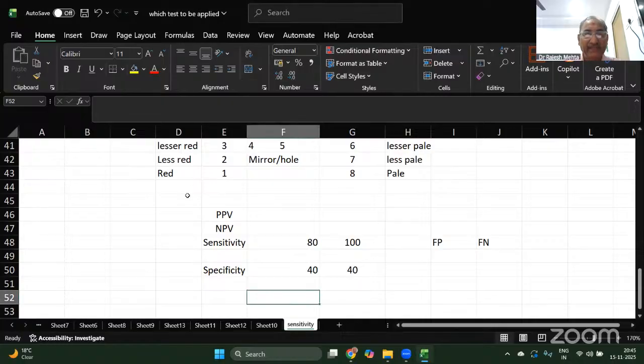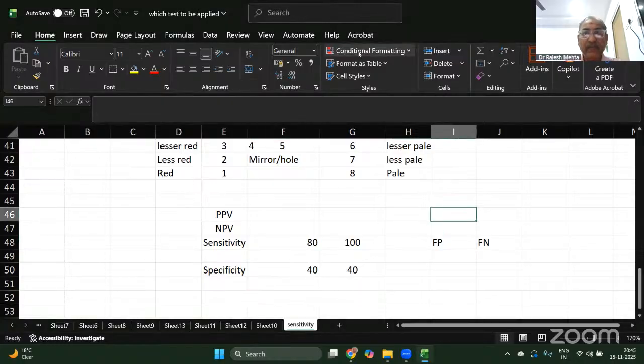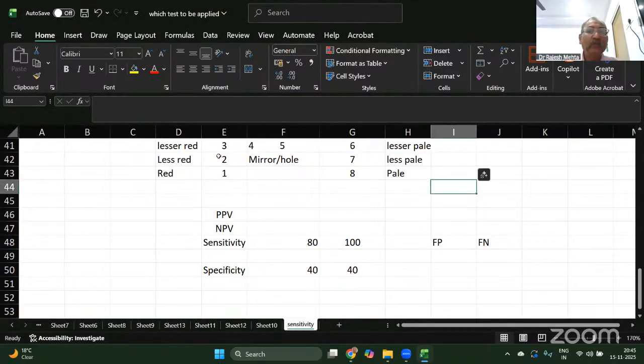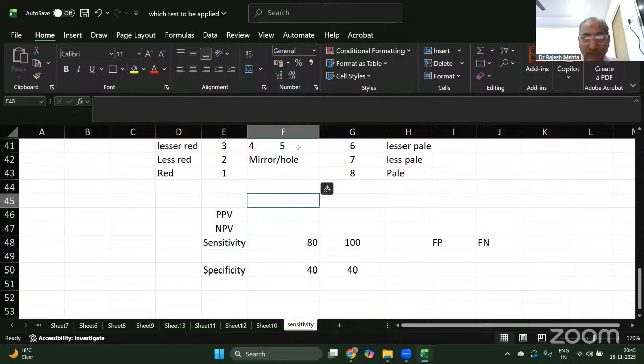Now, in this case, suppose I use a borderline: those who are having three, I label them as anemic. And by another criterion, those who are at five, I label them as anemic. So which one is more sensitive? If I take a three, is it more sensitive in labeling as anemia, or if I take a five, is it more sensitive? Tell me that.